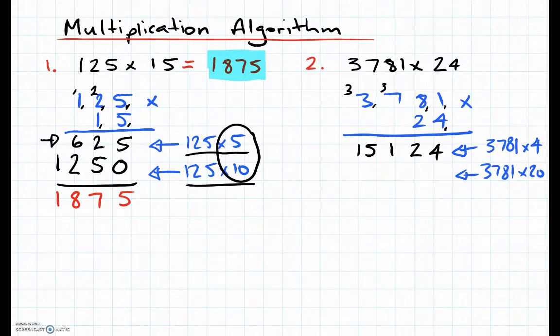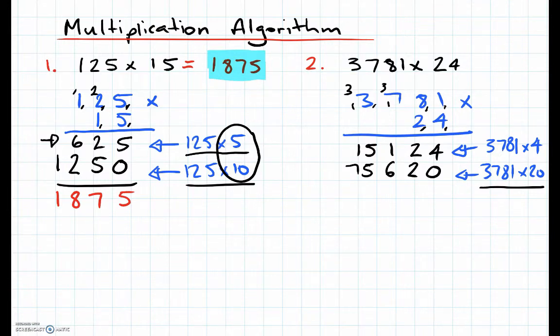Now what I'm going to do is I'm going to multiply 3,781 by 20. And I begin by writing the 0 in the units column. Now what I'm going to do is multiply 3,781 by this 2 here. Let's see what happens. 2 lots of 1 is 2. 2 lots of 8 is 16, carry the 1. 2 lots of 7 is 14, plus 1 is 15, carry the 1. And 2 lots of 3 is 6, plus 1 is 7. And you'll notice that I've written all my numbers underneath each other so that they're in the right columns.